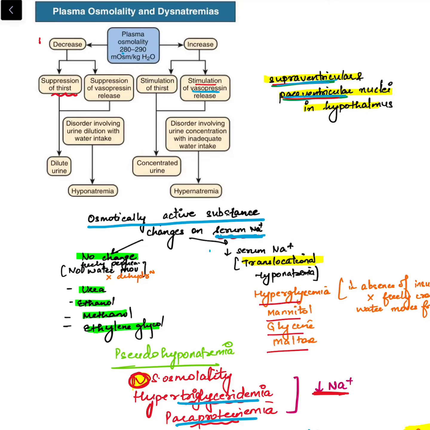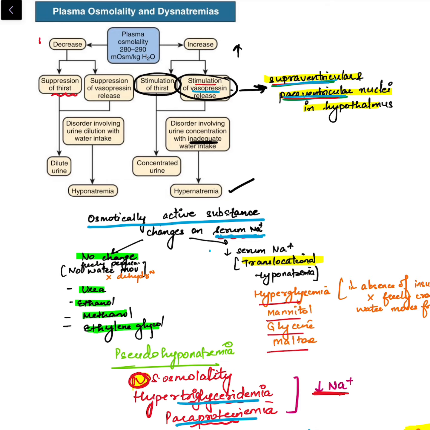Hyponatremia is not a sodium problem, it's a water problem. Everything revolves around plasma osmolality. So if plasma osmolality increases, there will be stimulation of vasopressin release and the thirst mechanism. Vasopressin is released from the supraoptic and paraventricular nuclei in the hypothalamus. This will result in concentration of the urine, and hence hypernatremia will occur.